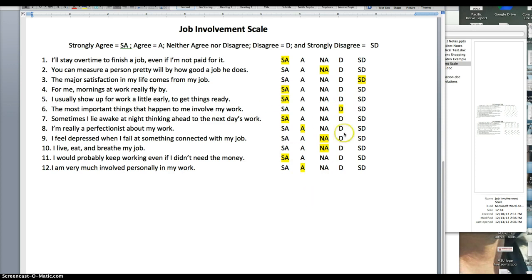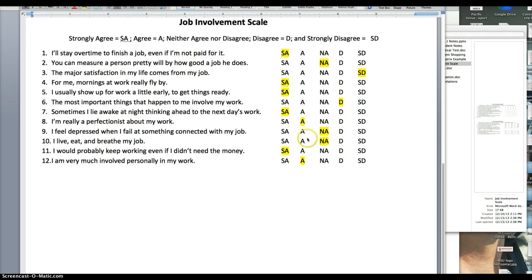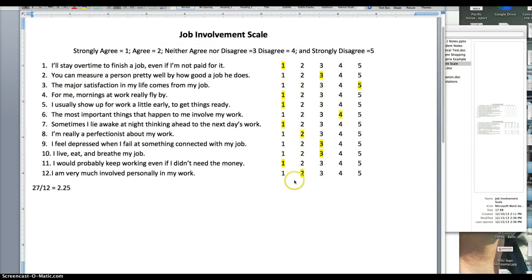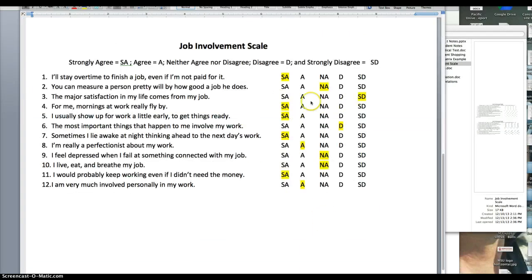If you can't do it here, because these numbers only represent these letters, then you shouldn't do it here. Just because we've turned these letters into numbers does not change the nature of the scale. This is ordinal data. The distance between SA and A and NA is different for each of us. What causes me to put SA instead of A is different than what it might cause for somebody else to do that.